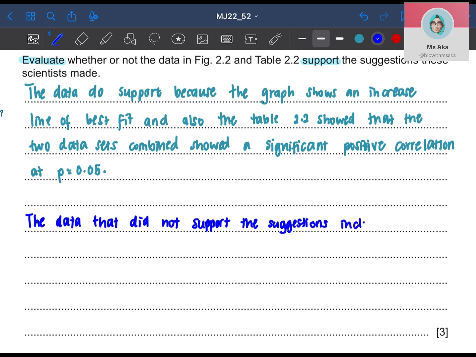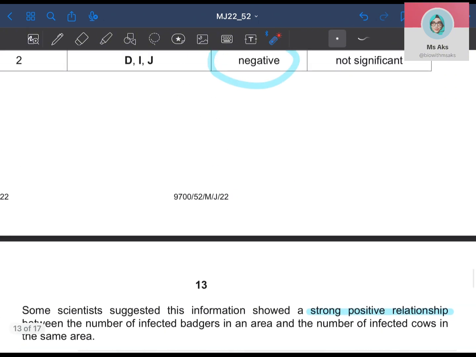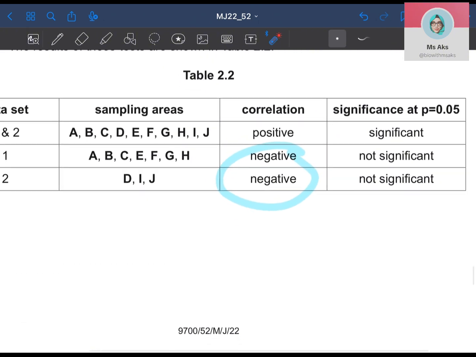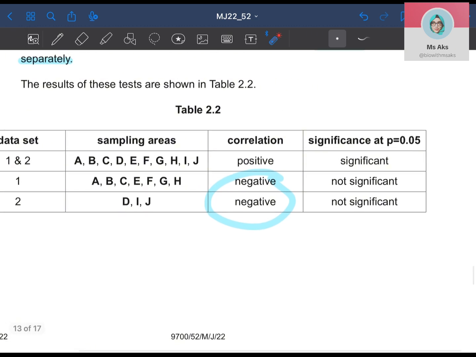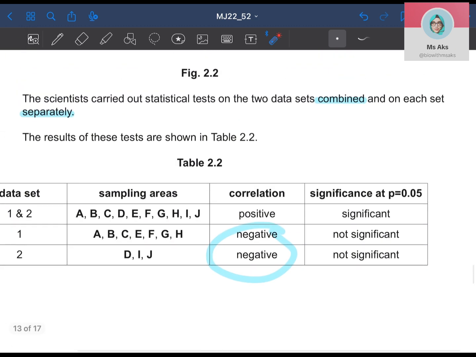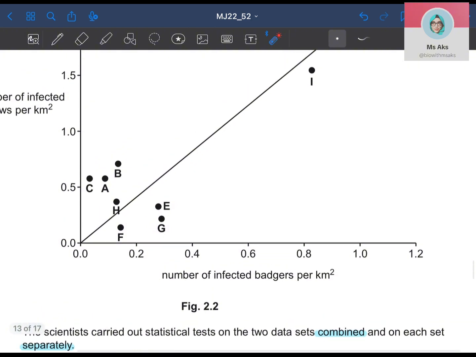Suggestions include... The one that does not support is the idea that, even though the combined data set has a positive correlation, and moreover it is significant, when we look at the data sets separately, they are actually showing negative correlation. That's the first one.